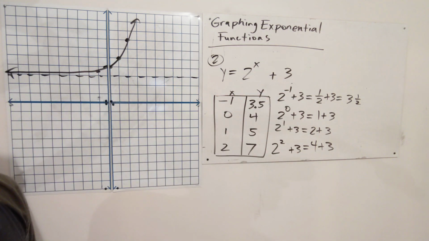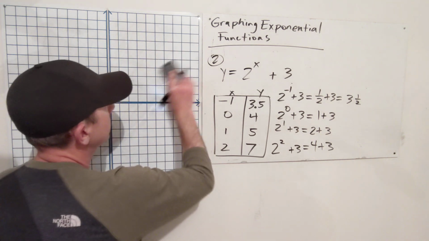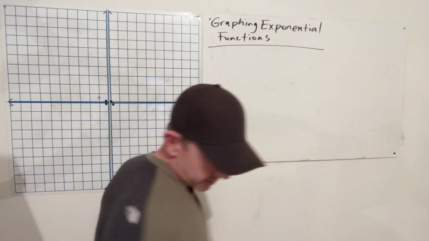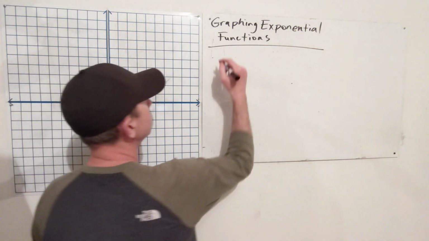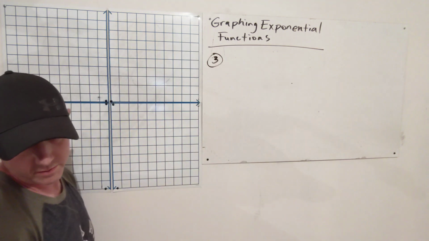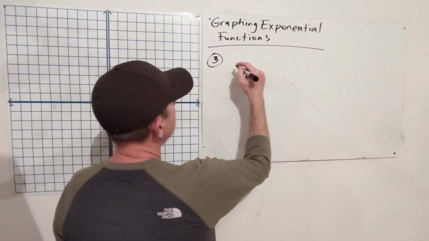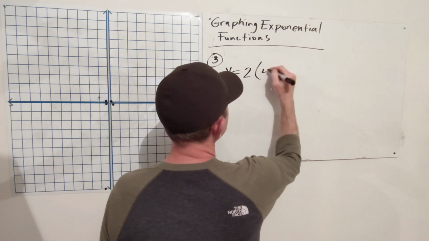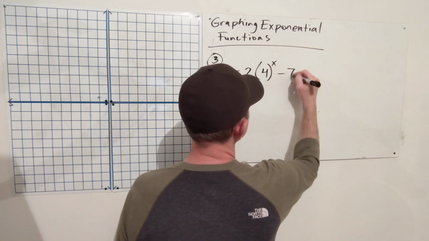Okay, so there's our first 2 examples. We've got 2 more. Okay, for number 3, let's see, where am I at? For this one, we are going to do y equals 2 times 4 to the x power minus 7.